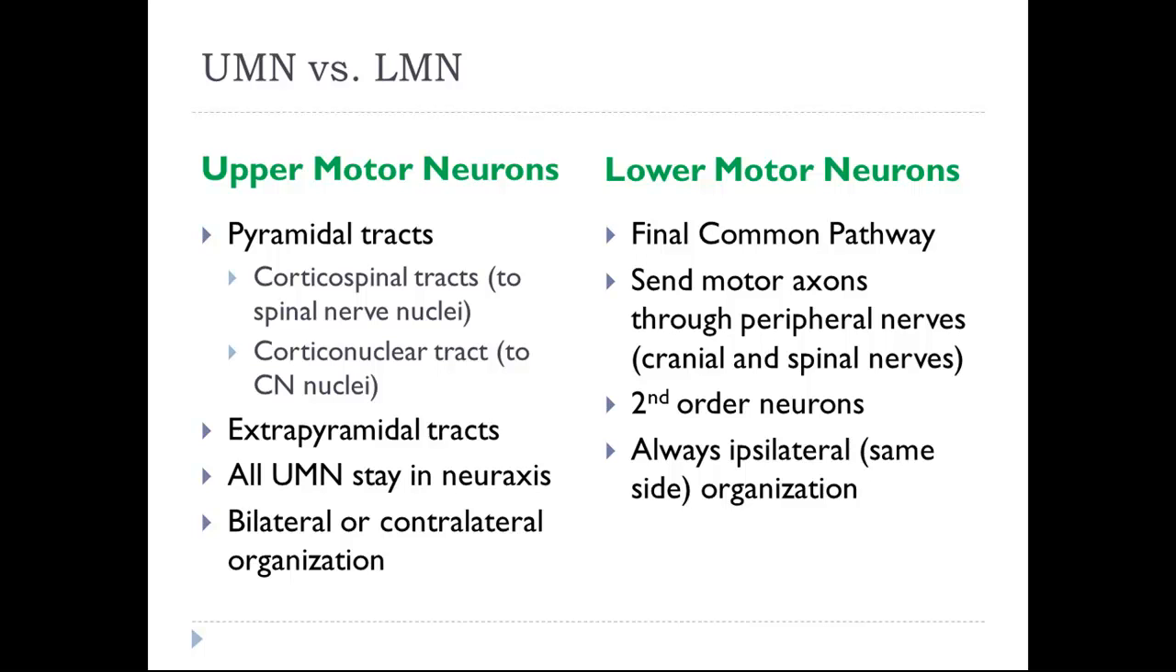Now, the lower motor neuron system is always organized ipsilaterally. That means that the nuclei on the right sends information through the nerve pathway on the right to control a muscle on the right, and vice versa.